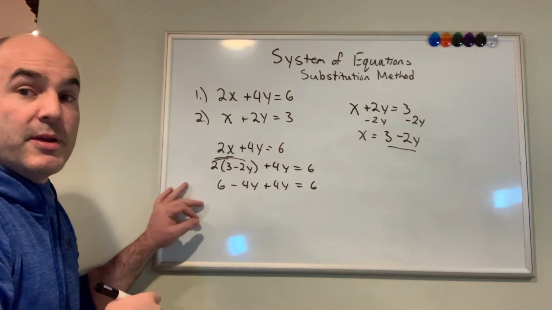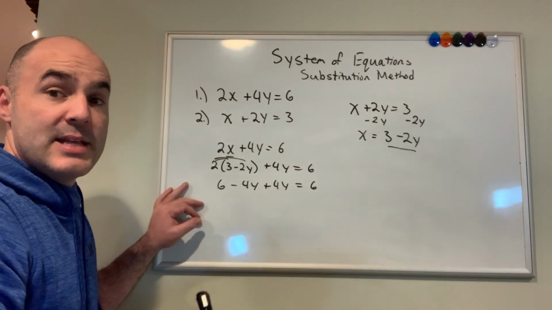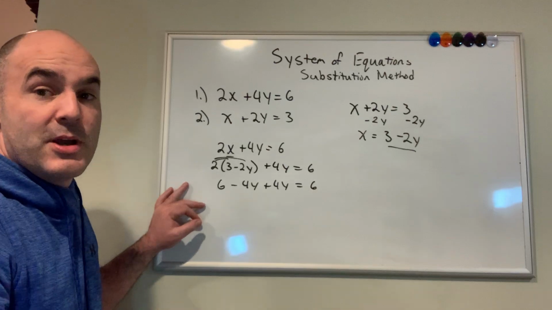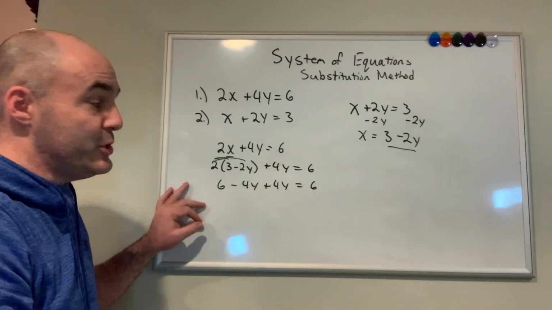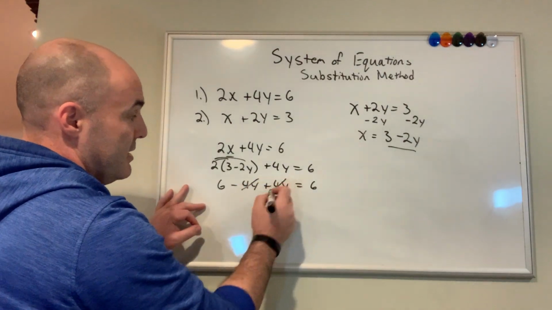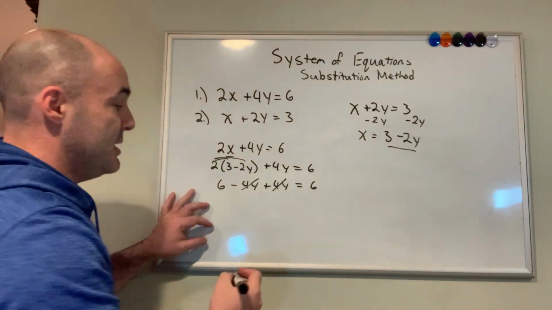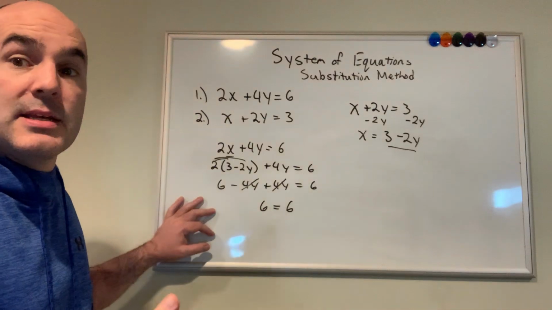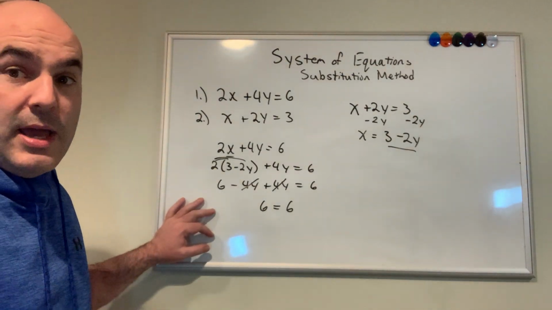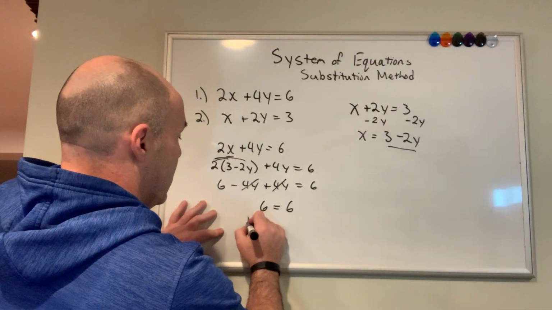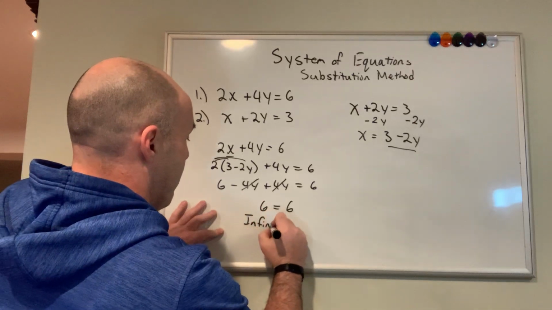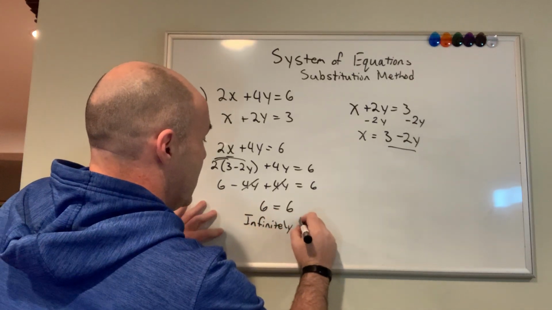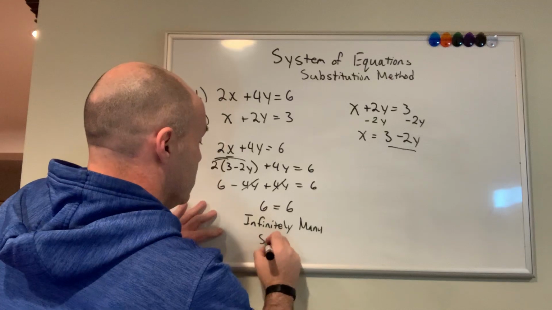Now, just like in the previous video, the variable canceled out and you got a nonsense expression. -6 does not equal 2. But in this case, the variables cancel out and we're left with a true statement. 6 does equal 6. Okay? So this is infinitely many solutions.